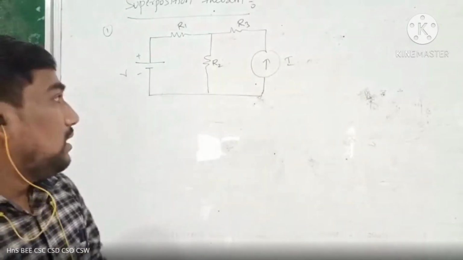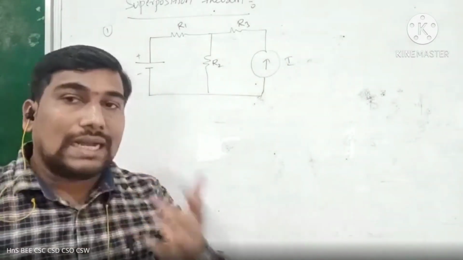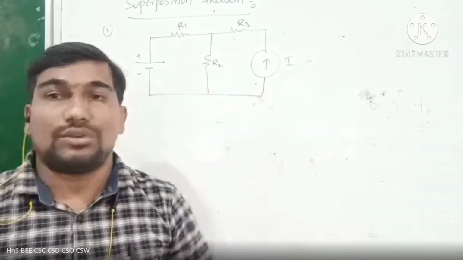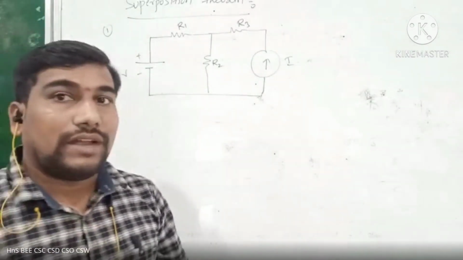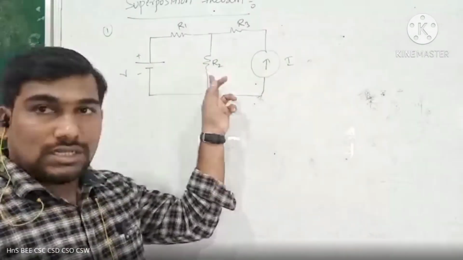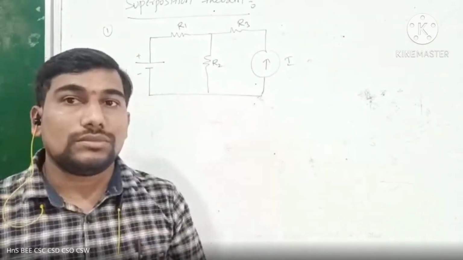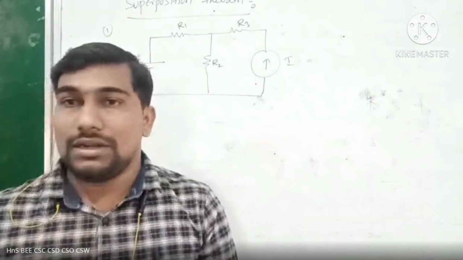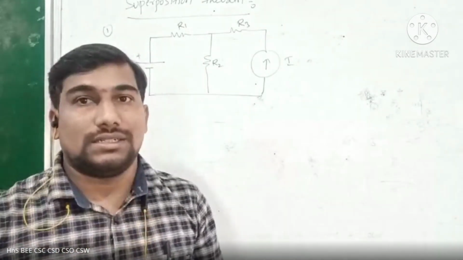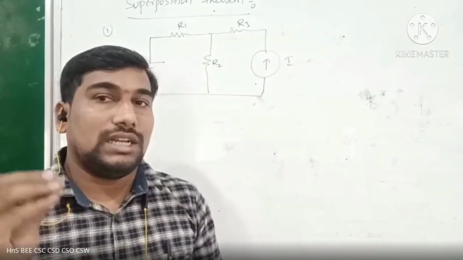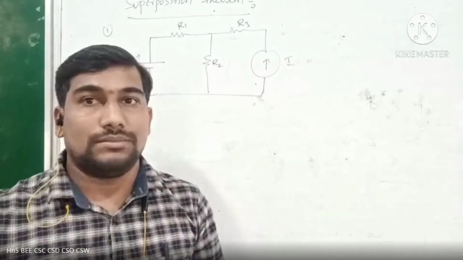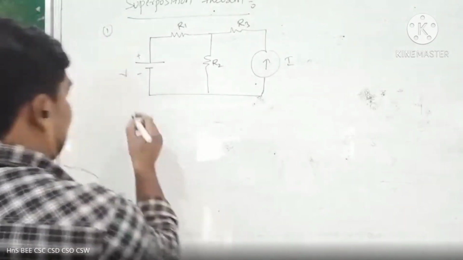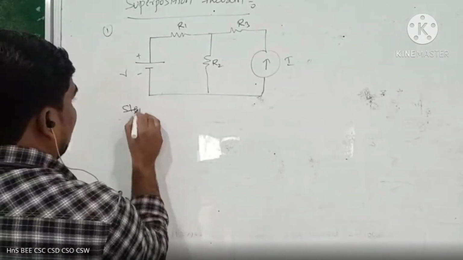Now find the current across the R2 resistance by using the superposition theorem. This is your question. Before step number 1, you have to mention the statement first. If you take any problem, just write the statement before doing the problem. Now write the statement first. After completion of the statement comes step number 1.